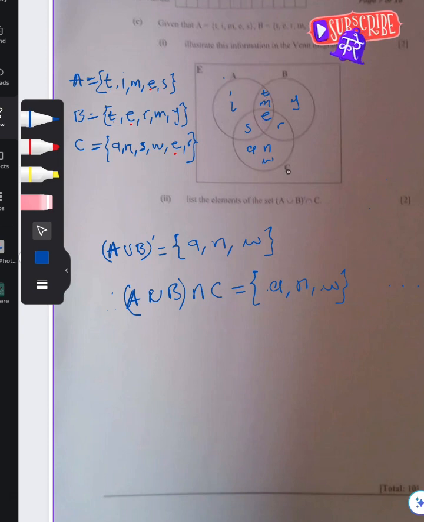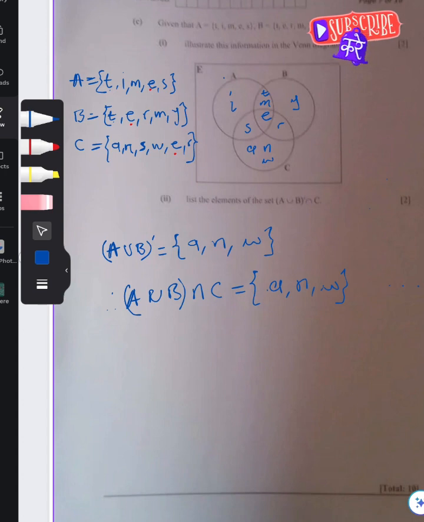Now look at A intersection C. So in A, I have S here, and in C I have S here, and only S and S are common between A and C. Of course, E is there, but it has already been covered. So in B as well, it is R. Then the remaining letters, that is I, Y, and A, N, W. So that is how you fill out the Venn diagram.